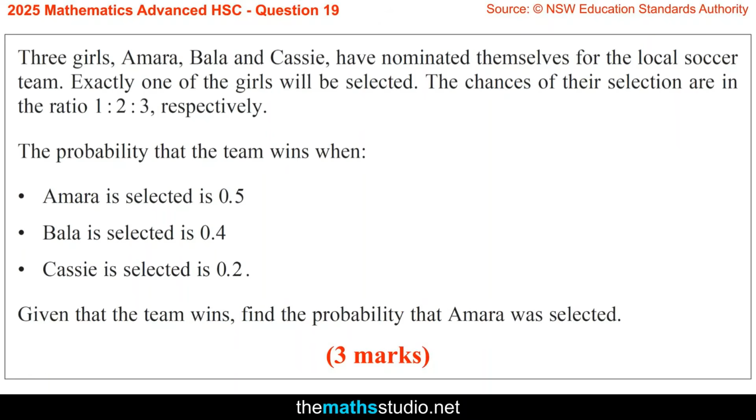The probability that the team wins when Amara is selected is 0.5, when Bala is selected is 0.4, and when Cassie is selected is 0.2. Given that the team wins, find the probability that Amara was selected.